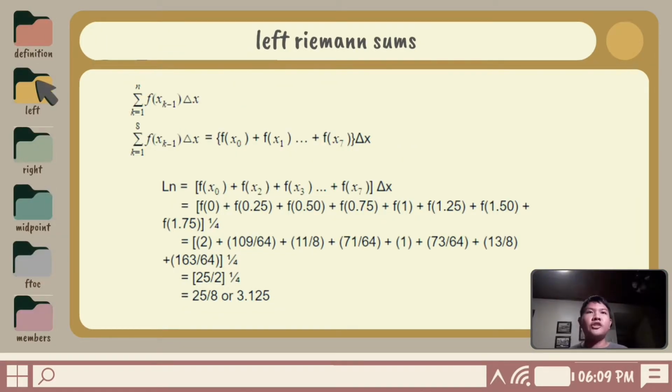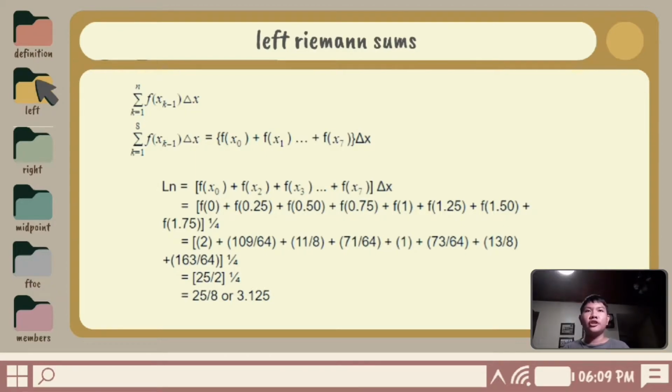In the left Riemann sums, we can have an alternate solution: the summation from k equals 1 to n of f of x sub k minus 1 times delta x. Here, it shall be the summation from k equals 1 to 8 of f of x sub k minus 1 times delta x, equal to f of x sub 0 plus f of x sub 1 up to f of x sub 7, times delta x.